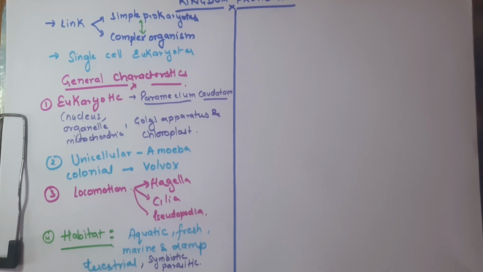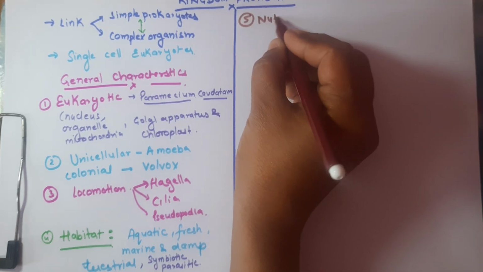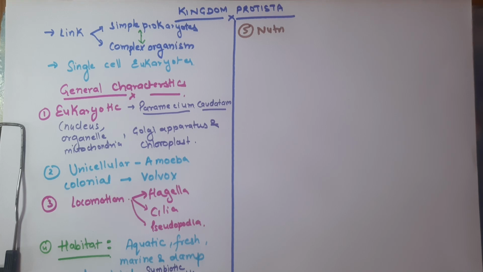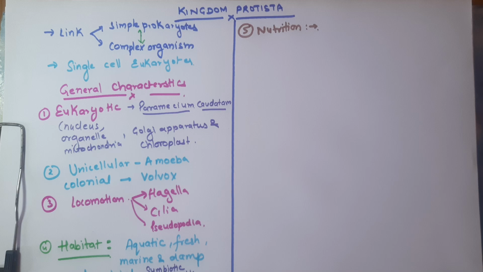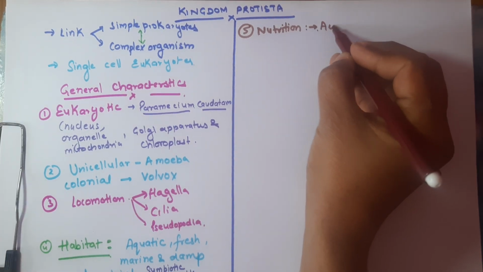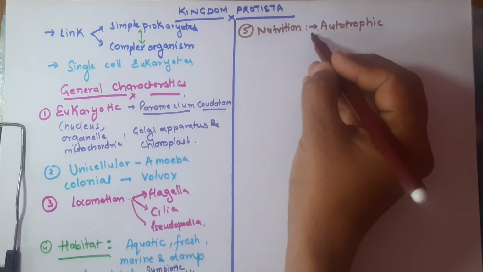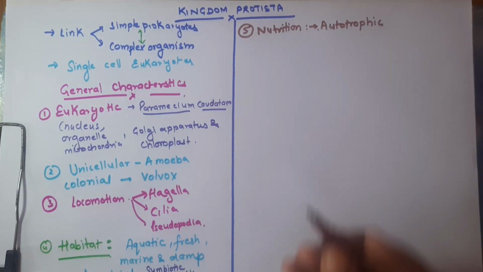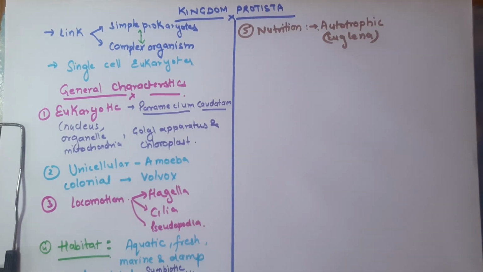Now let's talk about the mode of nutrition of the species belonging to the kingdom Protista. Protists basically exhibit all three modes of nutrition. What are the three modes? The first is autotrophic. The autotrophic protists, like Euglena, synthesize their own food using the process of photosynthesis.